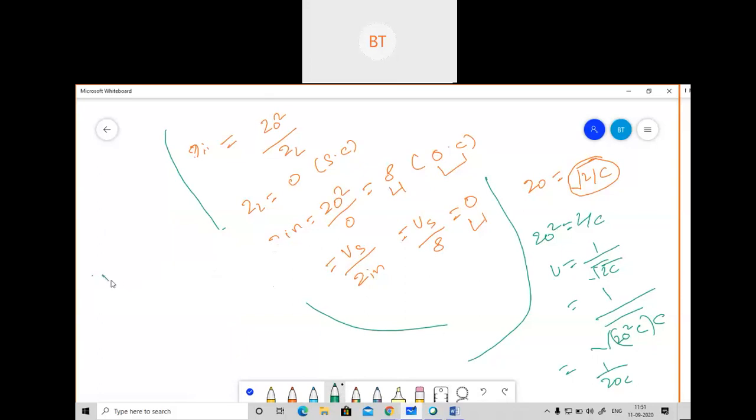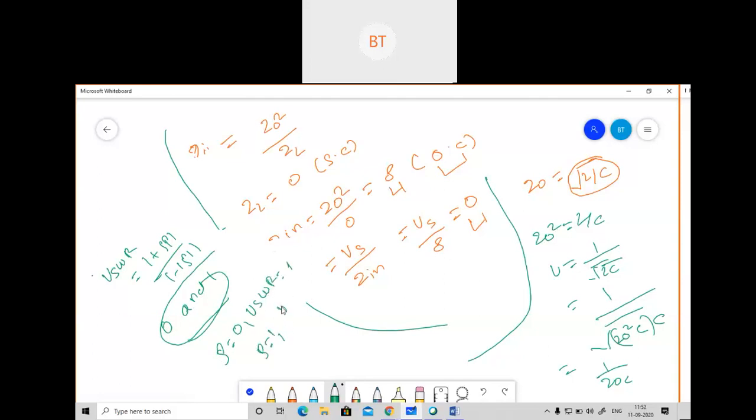As we know, VSWR is equal to (1 plus reflection coefficient) divided by (1 minus reflection coefficient). The reflection coefficient can take a value between 0 and 1, so VSWR will always be between 1 and infinite. Yes, Pratibha is also correct. When you put rho equal to 0, VSWR will come as 1. When we put rho equal to 1, VSWR will come as infinite. So from that, option D is correct. Ritika and Pratibha, both are correct.